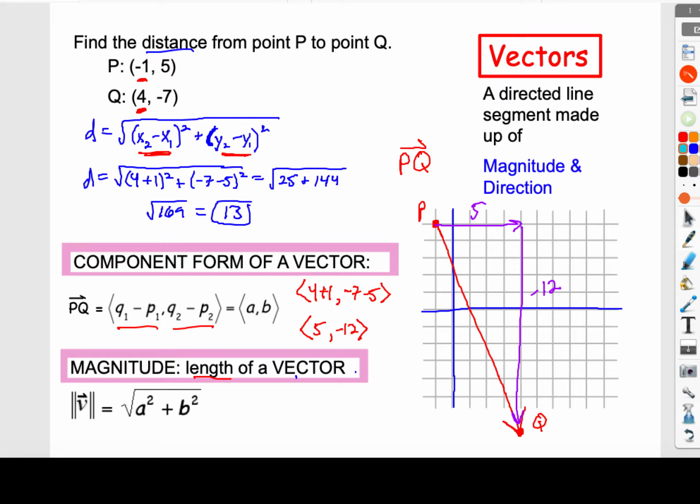So the component form of a vector is just separating it into horizontal and vertical.